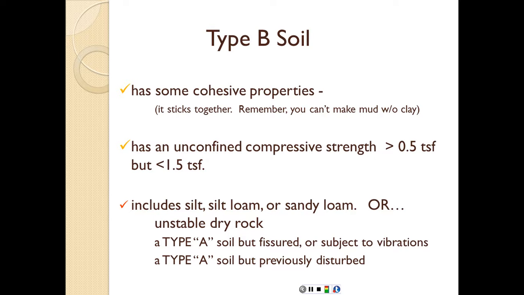It includes silt loam, or sandy loam, or unstable dry rock. Remember, unstable dry rock could not be considered as type A. Now it can be considered type B, or it could be a type A soil, like a cohesive soil, but fissured or subject to vibrations. Remember, we mentioned that A cannot be fissured or subject to vibration, or previously disturbed. So if it has some of these defects, it's downgraded from A to B.